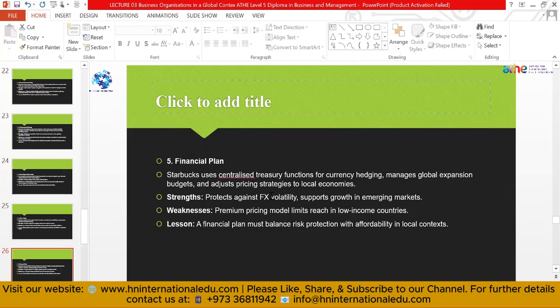Financial plans: Starbucks uses centralized treasury functions for currency hedging, manages global expansion budgets, and adjusts pricing strategies to local economies, the point I discussed earlier in the lecture as well. According to the country, they adjust for foreign exchange and currency exchange rates. Good points: protects against foreign exchange volatility, because the foreign exchange market is very volatile. It is literally changing all the time. Today, the exchange rate will be different compared to the other day. It supports growth in emerging markets. However, the premium pricing model limits reach in low-income countries, that is, developing nations.